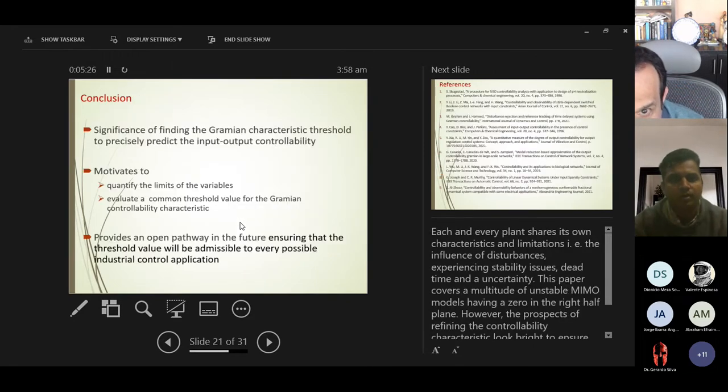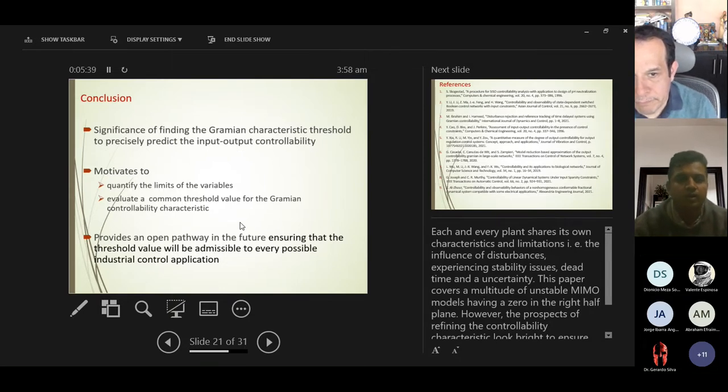This is the conclusion. The significance of finding the Gramian controllability characteristic is a threshold to precisely predict the input-output controllability, and it also motivates to quantify the limits of the variables. And it also helped to evaluate a common threshold value for the Gramian controllability characteristics.